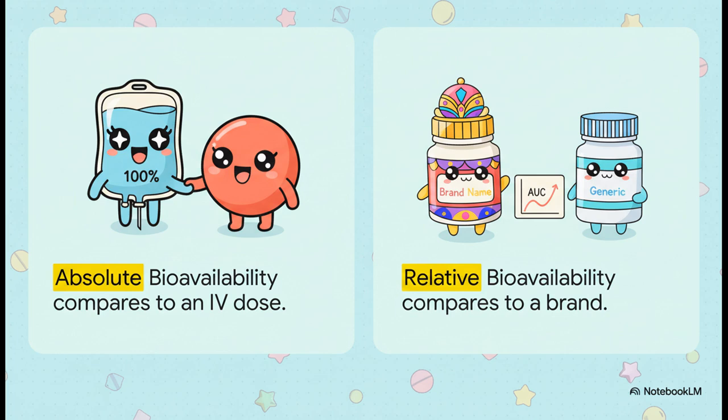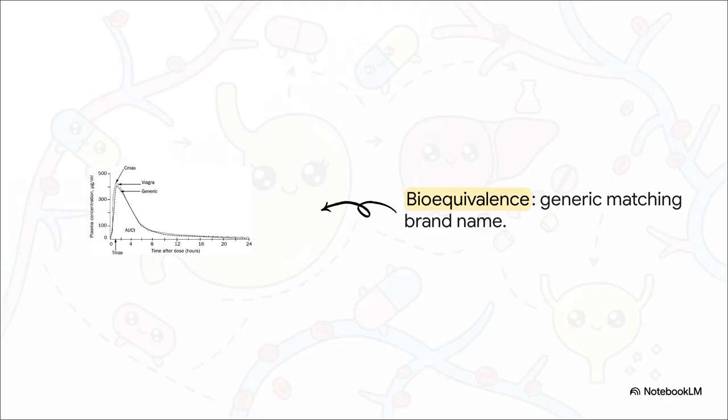Absolute bioavailability is great for baseline science. It assumes an IV dose is 100% bioavailable. But relative bioavailability, that's what the FDA actually uses to approve the medications you buy. It directly compares the generic's area under the curve against the brand name's area under the curve. And you can see bioequivalence beautifully in action right here.